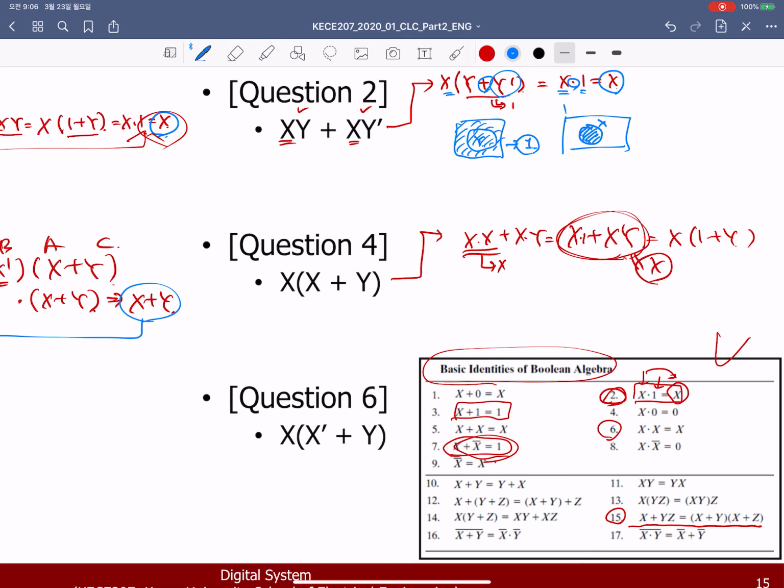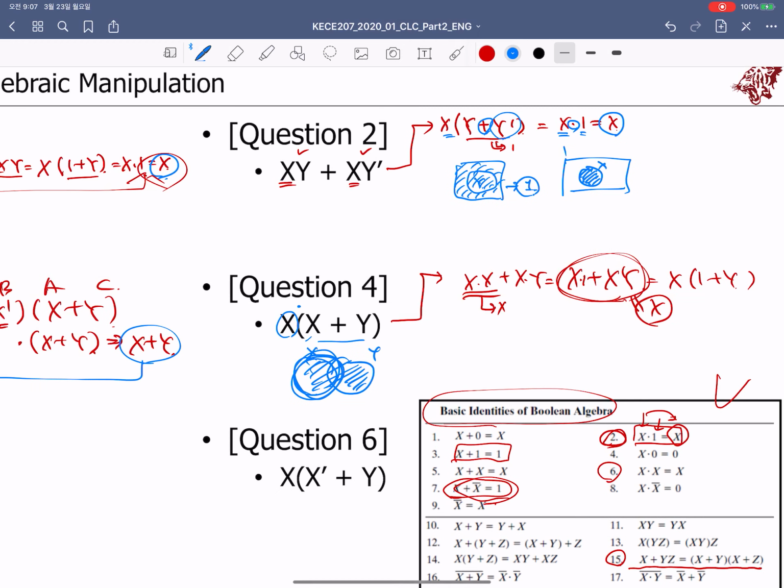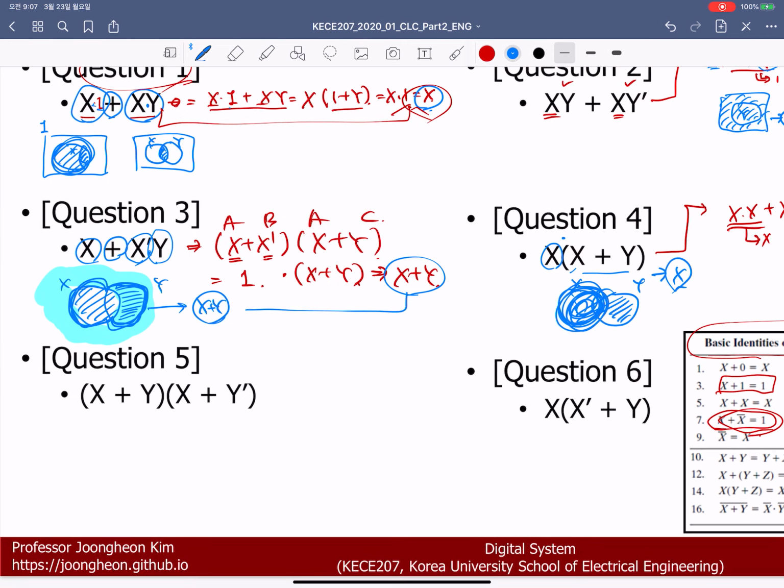Now you can use set theory for this one as well. So here, you are doing the x, y union, okay? And then you have x, and then you are getting the intersection. That's why this is the intersection, right? That's why the result should be x. That's it.